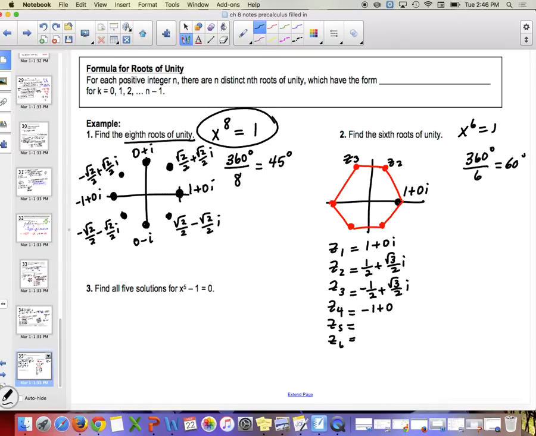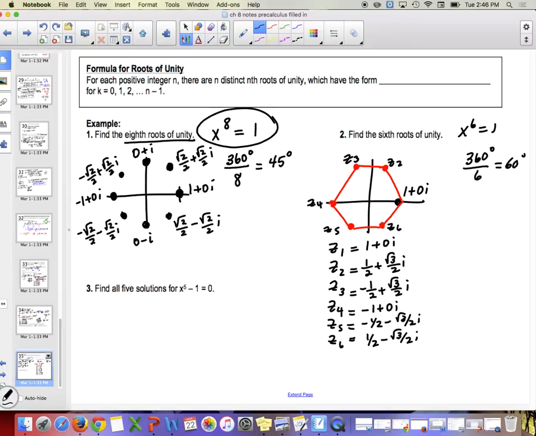Negative 1 plus 0i. That's Z4. Z5: negative 1/2 minus root 3 over 2i. And Z6: 1/2 minus root 3 over 2i. Okay, so those ones are easy.